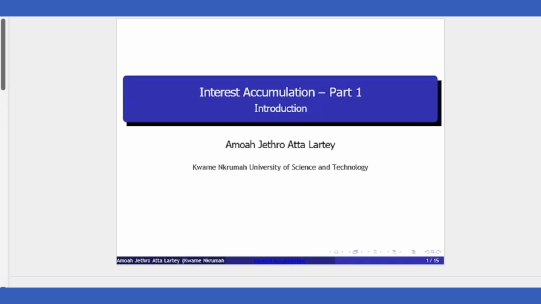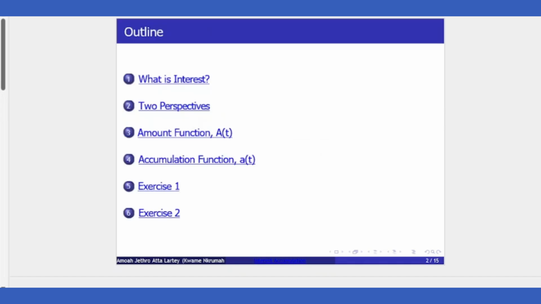This is the first part that we will be doing. In the next video we do the second part. In this video we talk about what interest is, the two perspectives of interest, and then the amount function and the accumulation function. We do some exercises, exercise 1 and 2. So let's just dive into it.